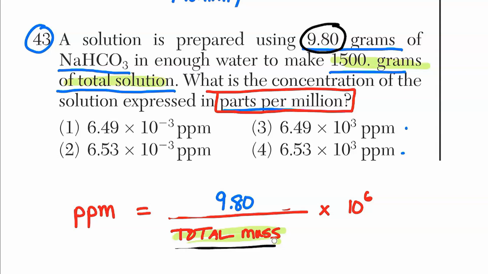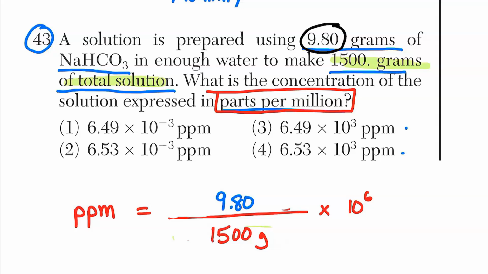So let's get rid of this, and let's put that value right in the equation that we got from table T. Okay, so 1,500 grams. And boy, we're done. So I'm going to take my calculator. I'm putting 9.80. I'm going to divide by 1,500. I get 0.0065333. Then I'm going to times that.